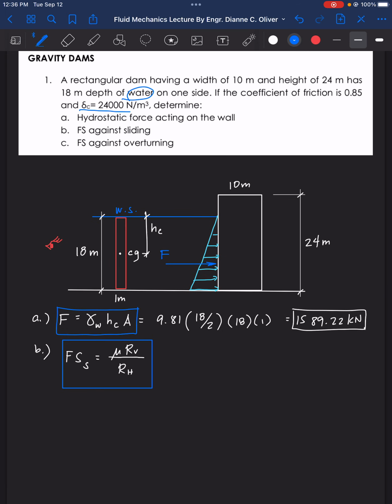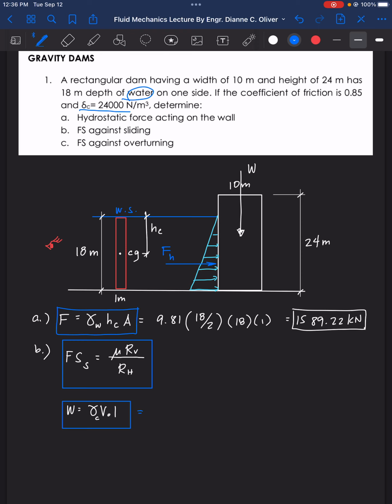So we have here already the force H. So this force here acting on the wall is actually the FH. So what we need next is the RV, the vertical reaction, and we can find that by the weight of the dam, W. So how do we compute for weight? That is gamma times volume, right? Gamma of the concrete, then the volume. So that's the formula for the weight.